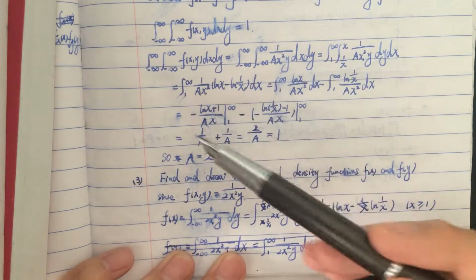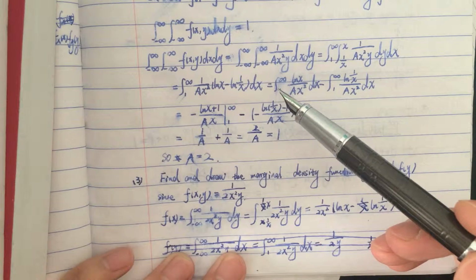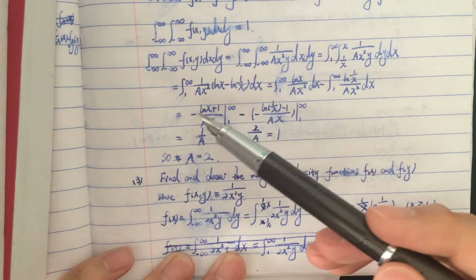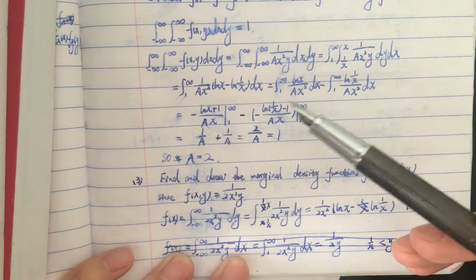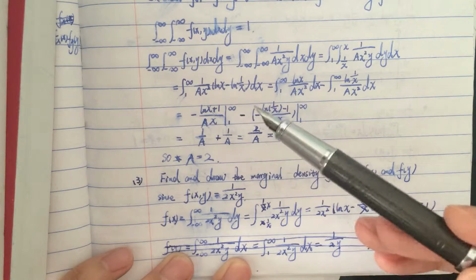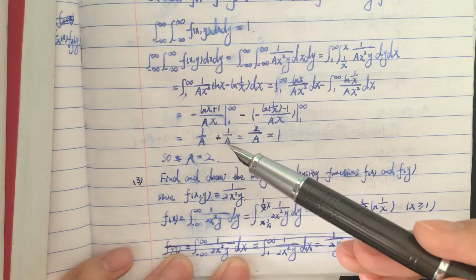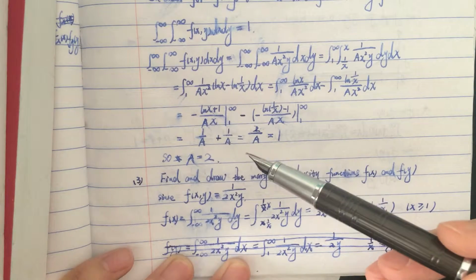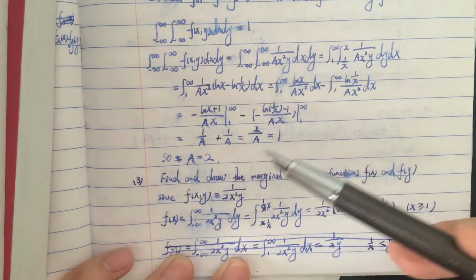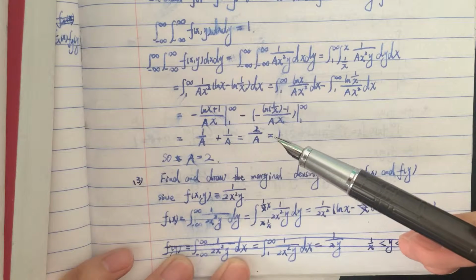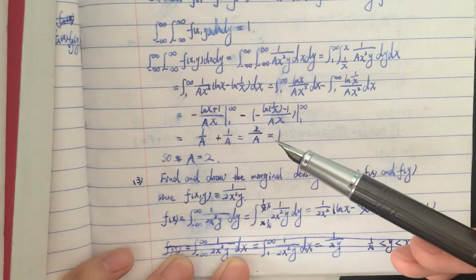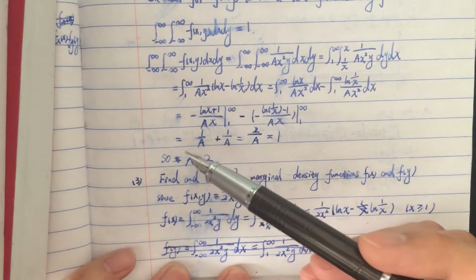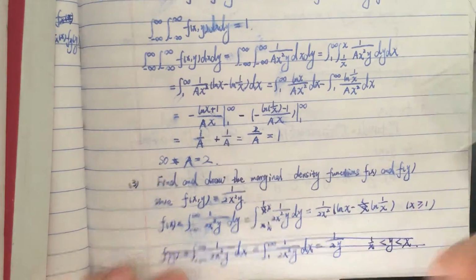The first one we can get to this one, and the second one we can get to this one, and the result for the integration of them is 1 over A plus 1 over A, and the final result we can get is 1 over A is equal to 1. So we can get A is equal to 2.